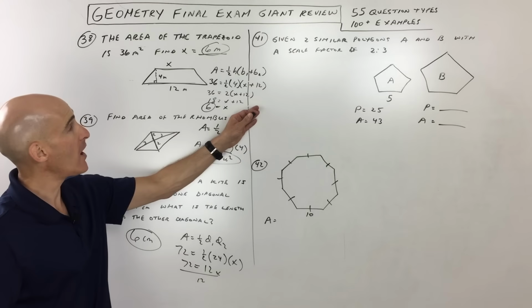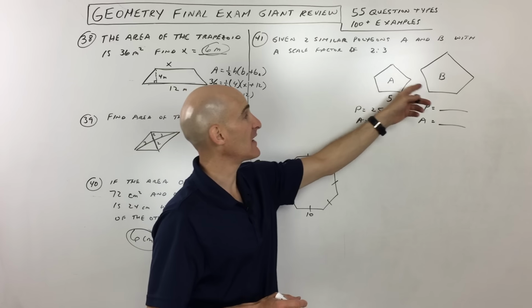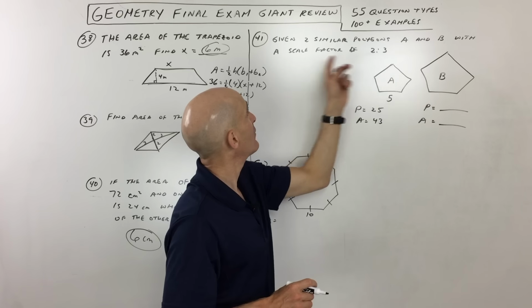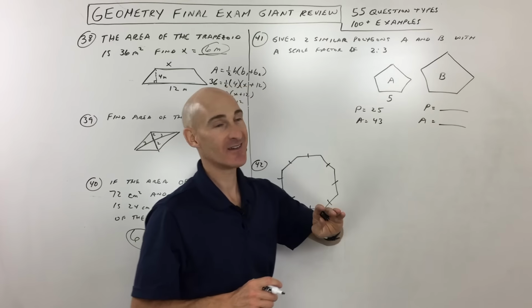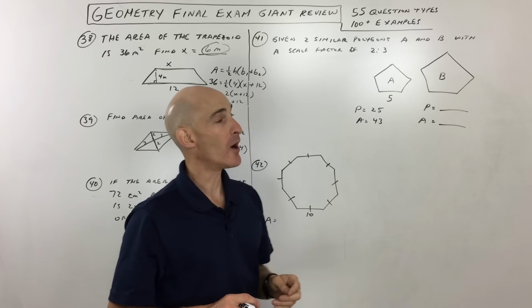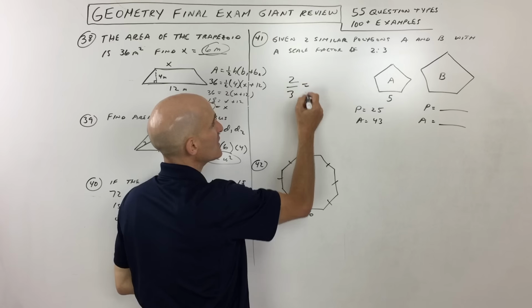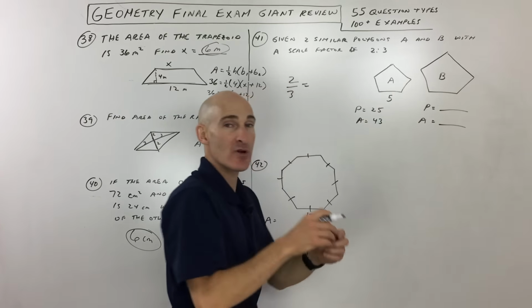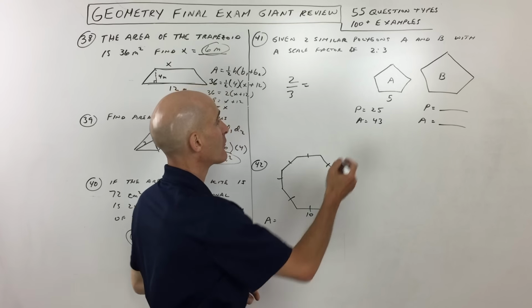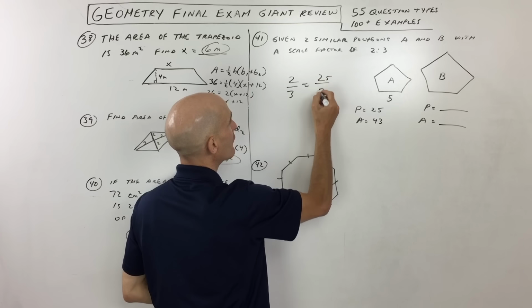Okay, number 41, they're giving us two similar polygons. Now remember, similar polygons, the corresponding angles are congruent, but the corresponding sides are proportional, right? And it says A and B, they have a scale factor of 2 to 3. Okay, they give us the perimeter and the area of the smaller one. They want us to find the perimeter and the area of the larger one. Well, here's the thing. If you know that the scale factor is 2 to 3, the ratios of the perimeters, see, perimeter is just like length, will be the same as the ratio of the side lengths. So it's also going to have a ratio of 2 to 3. So if the perimeter of the smaller one is 25, we can solve for the perimeter of the larger one.